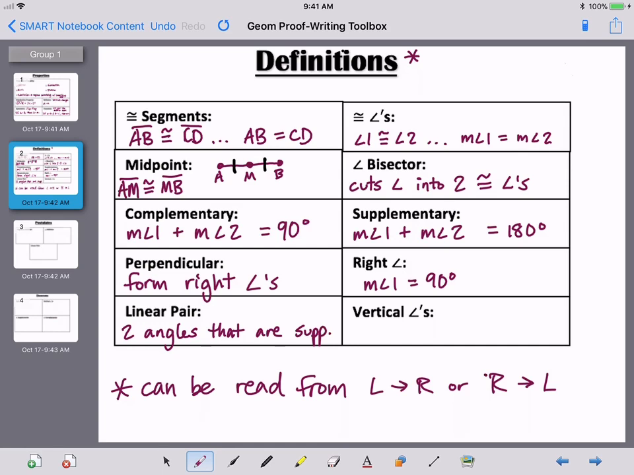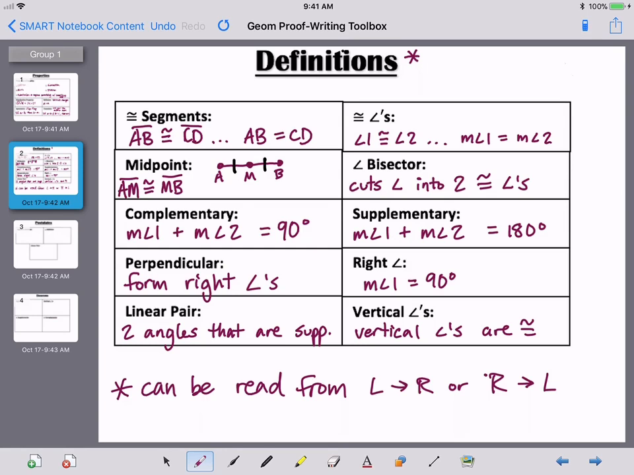And lastly, we learned this back in chapter 1 as well. Vertical angles are congruent. So let's just write that. Vertical angles are always congruent. All right, so those 10 definitions can help you out with a lot of things.